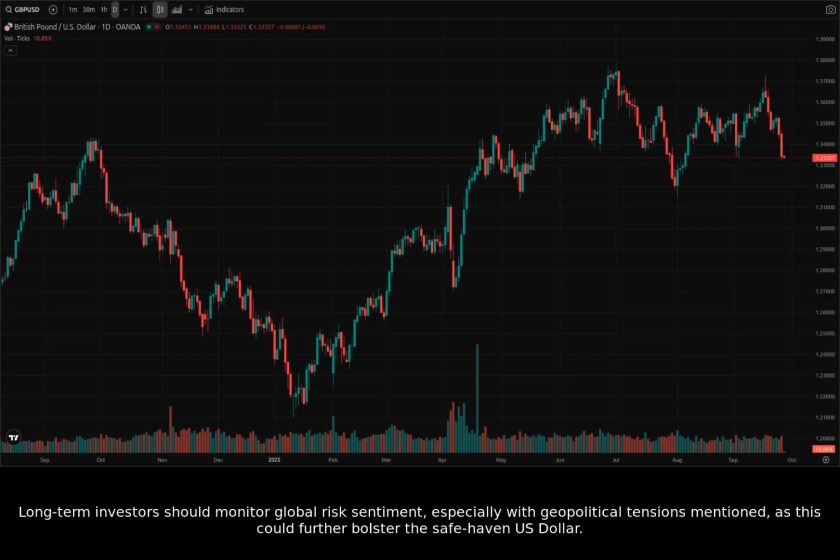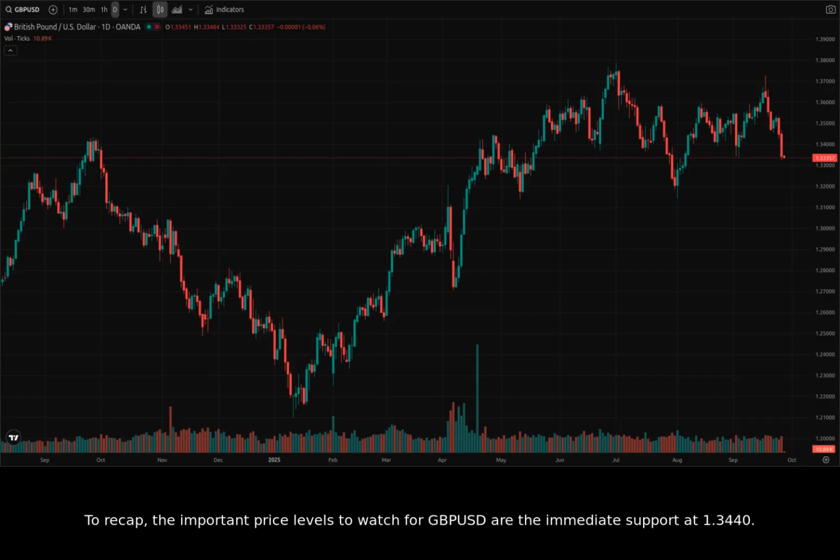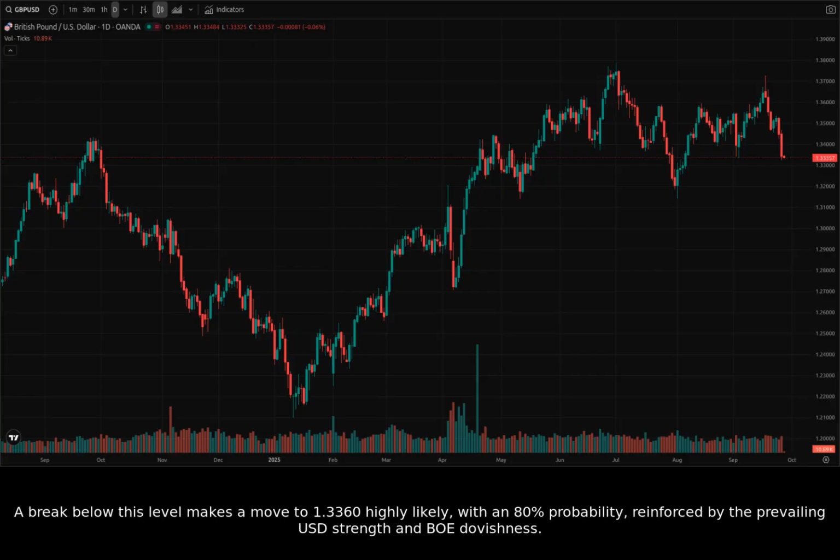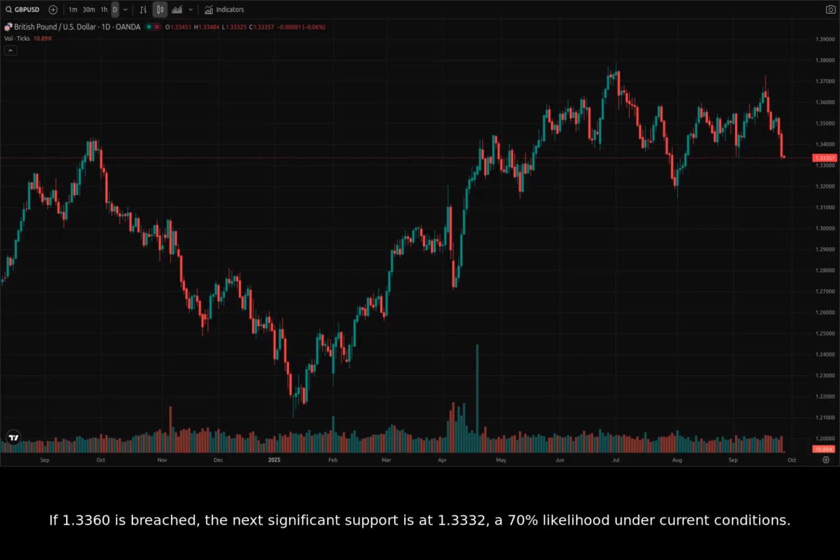US dollar. To recap, the important price levels to watch for GBPUSD are the immediate support at 1.3440. A break below this level makes a move to 1.3360 highly likely, with an 80% probability, reinforced by the prevailing USD strength and BOE dovishness. If 1.3360 is breached, the next significant support is at 1.3332, a 70% likelihood under current conditions.